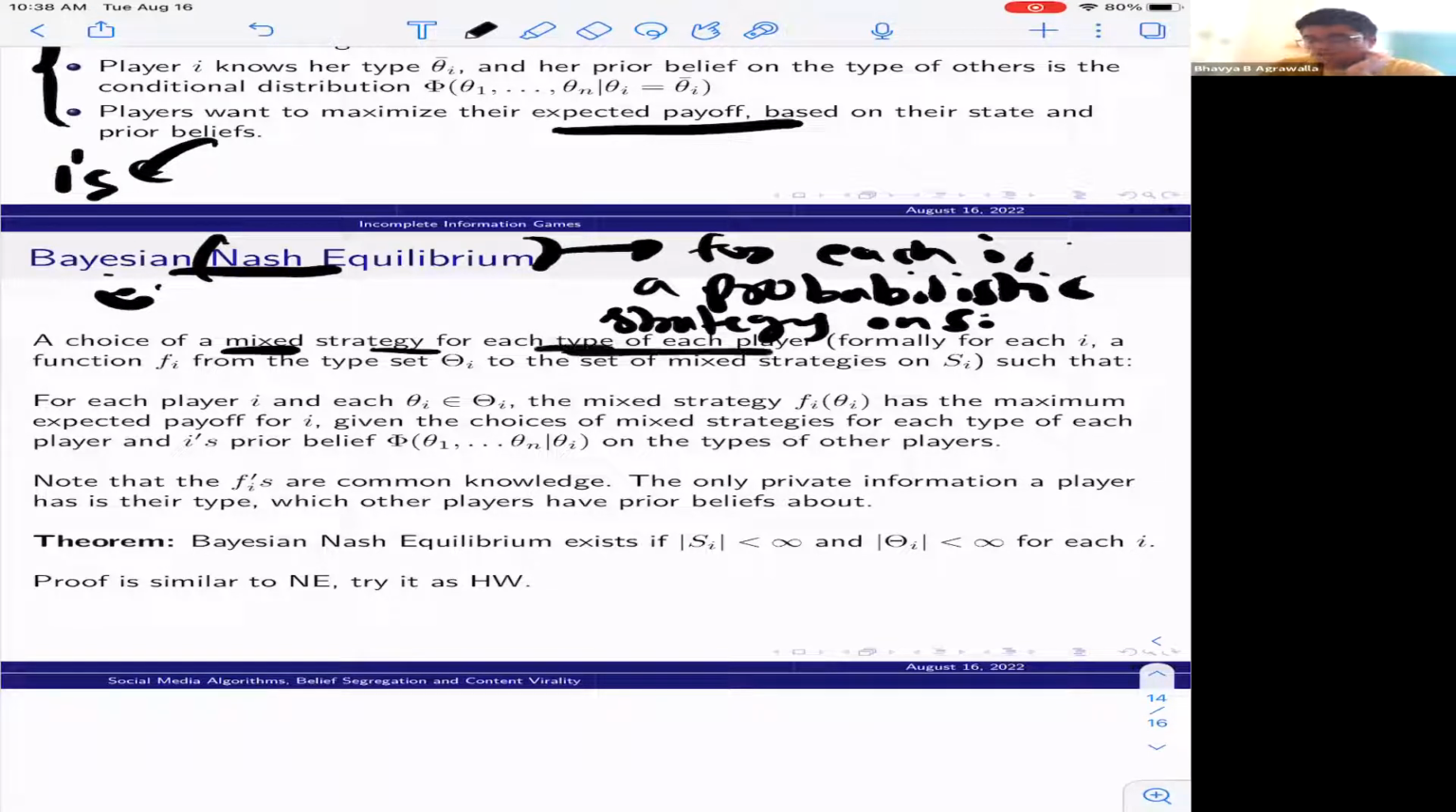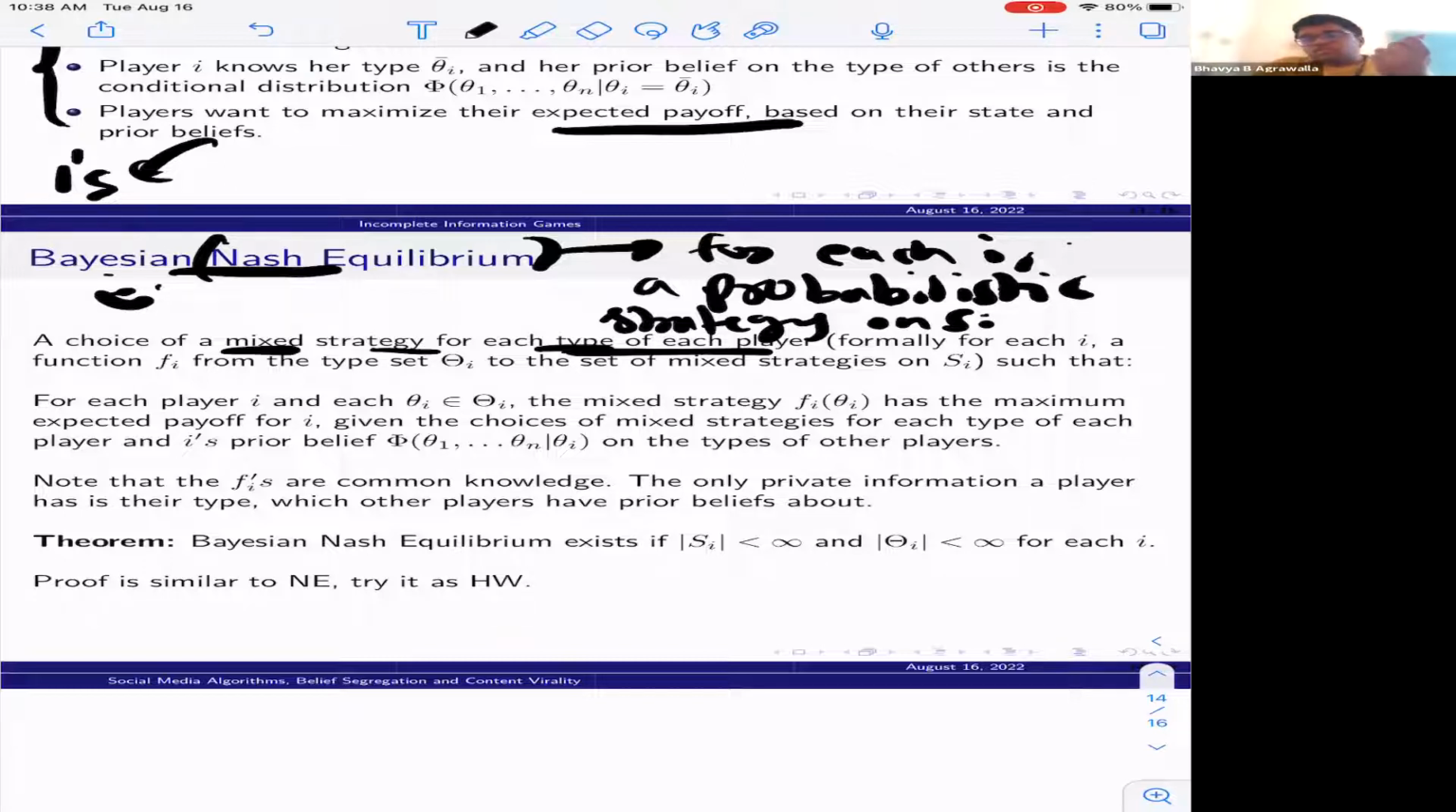So just for a choice of mixed strategy for each type of each player, everyone again agrees to a contract for this choice of mixed strategies. So everyone agrees to a contract which says: if you are of this type, you should play this mixed strategy; if you are of this type, you should play this mixed strategy, and so on.